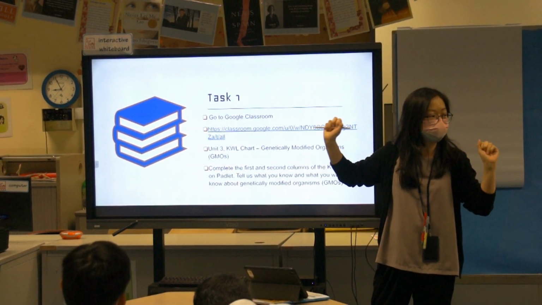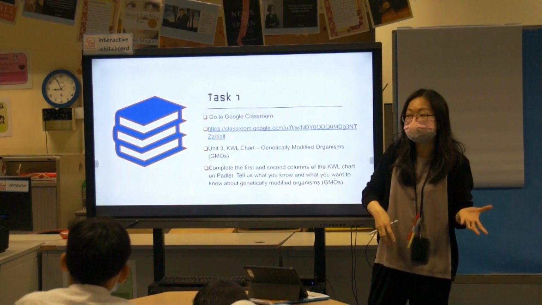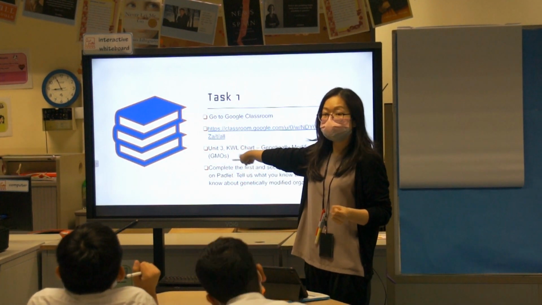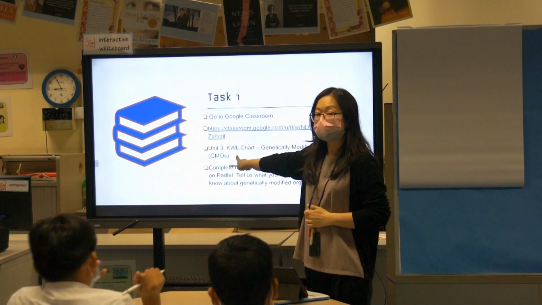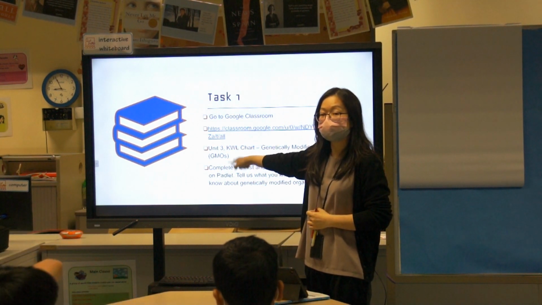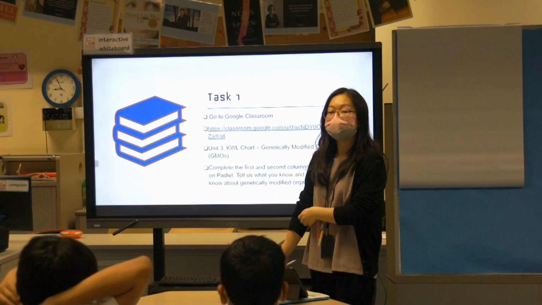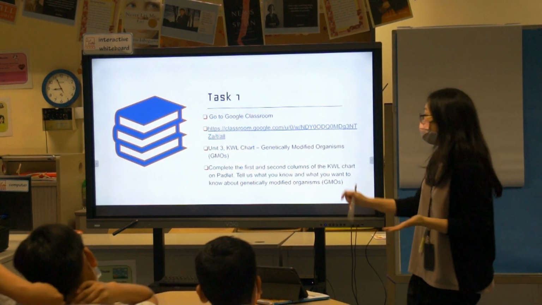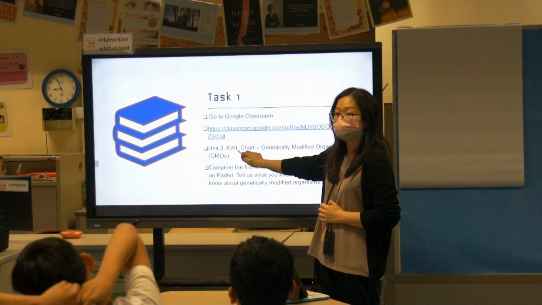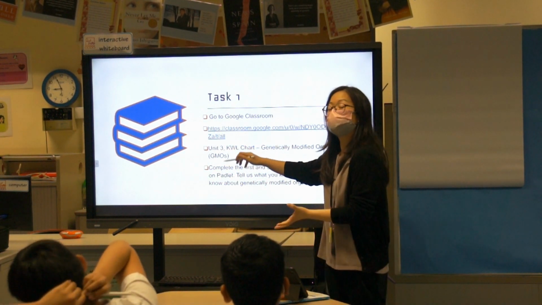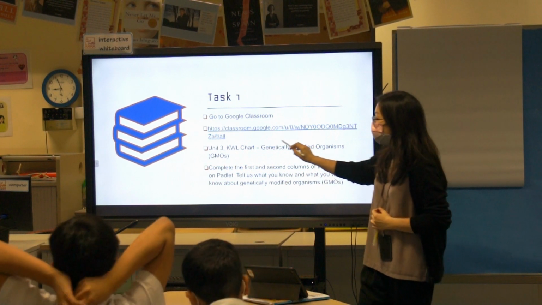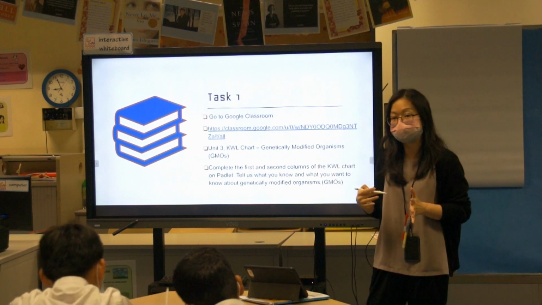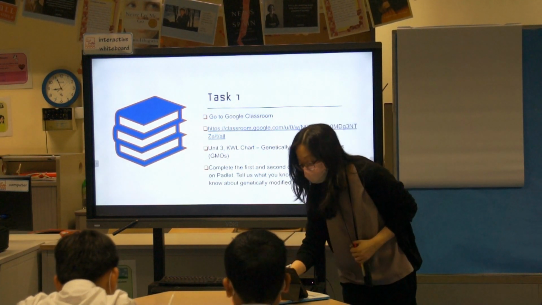K stands for what you know about GMOs, and W stands for, what does W stand for here? I can't see it. What you want to know, yes, very good. So what you know and what you want to know, and then what you have learned later. I want you to complete the first two columns only of the KWL chart.